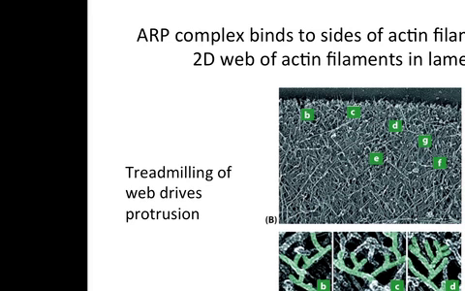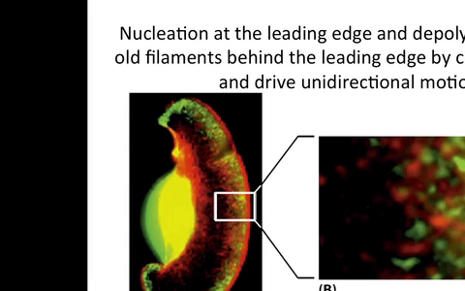And you're getting that treadmilling, right? That treadmilling that's being promoted by the activity of what? Cofilin. Right. So you get nucleation at the leading edge, and then you're going to get that depolymerization of old filaments, those ADP-bound actin, behind the leading edge by cofilin. So this is actually showing here. The red is actin, and here you're having staining of actin and cofilin, and so you can actually see you've got mostly just actin here, and right behind it, you've got cofilin acting to remove those ADP actin subunits. And so this is driving that unidirectional motion.